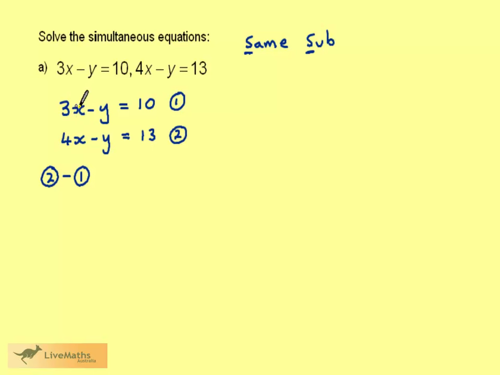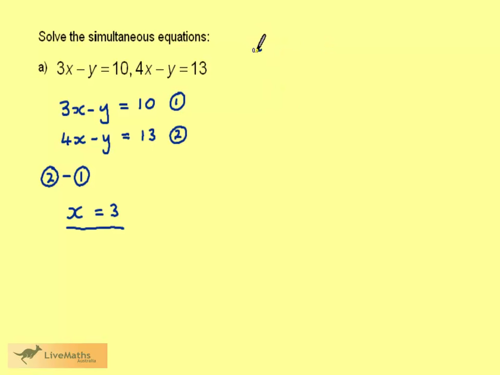4x take away 3x is just 1x, which we write as x, minus y minus minus y becomes minus y plus y, which is 0, so we have no y's. 13 take away 10 is 3, so x is equal to 3.